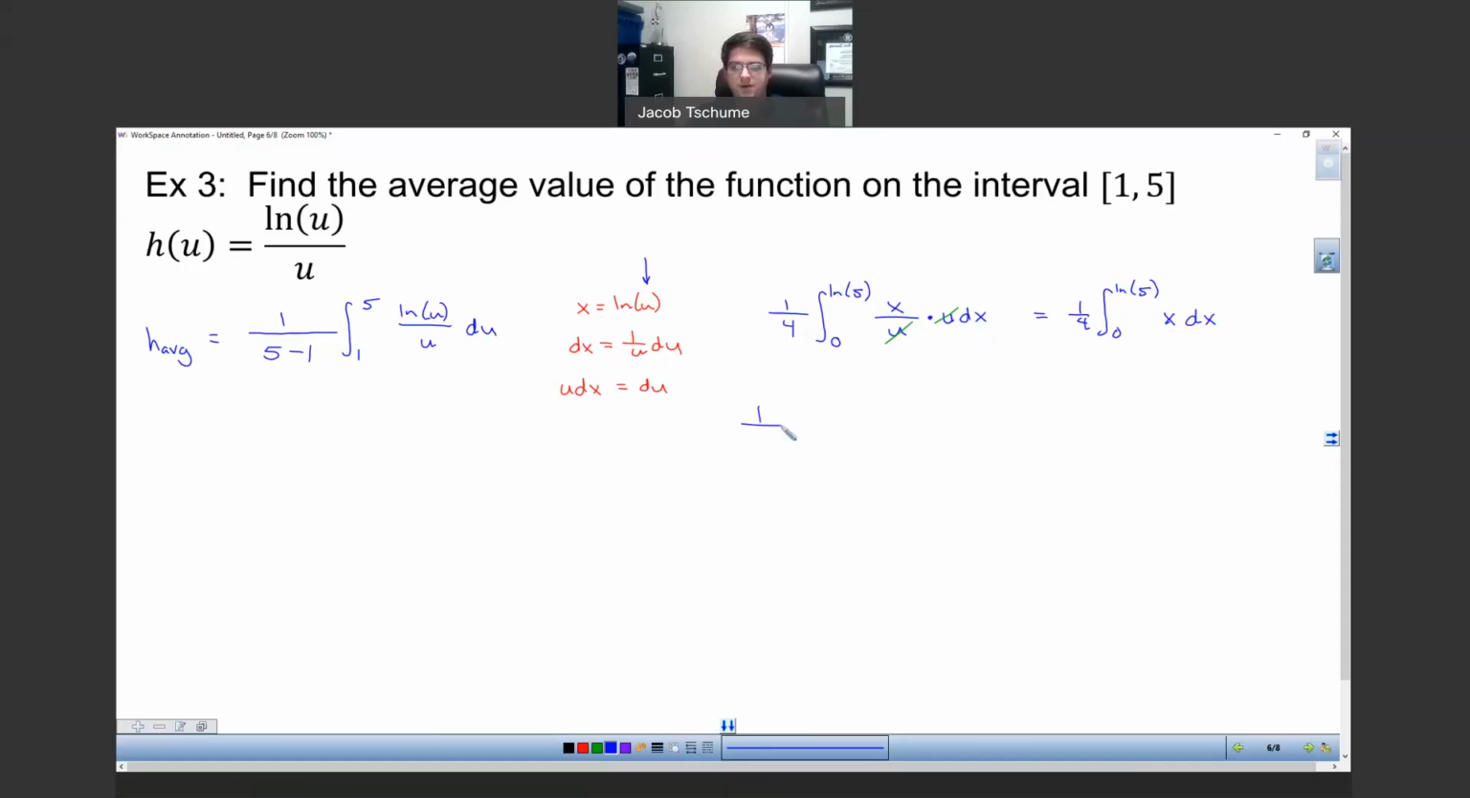So add 1 to the power and divide by the power, and you should get x squared over 2, evaluated from 0 to the natural log of 5. If I factor that 2 out like I did on the last problem, that would be 1/8. If I plug ln of 5 in, that would be the natural log of 5 all squared minus 0 squared. And since the 0 is just going to go away, your final answer here would be the natural log of 5 all squared divided by 8. And that's going to be the average value of your function.